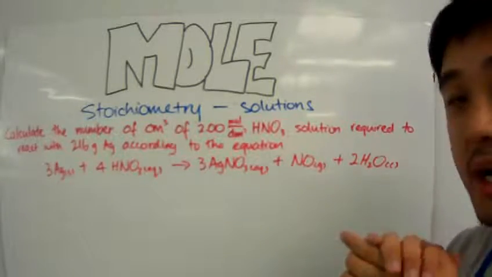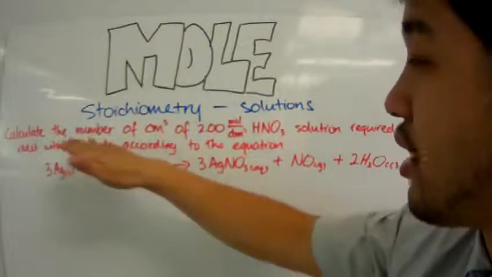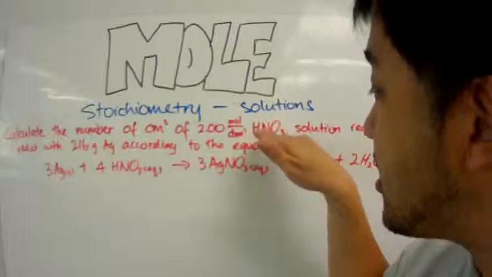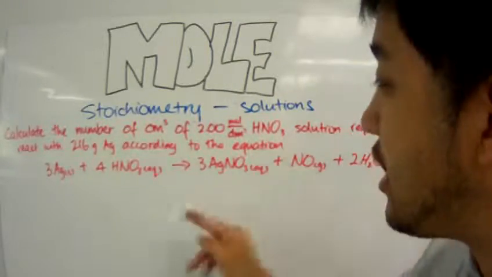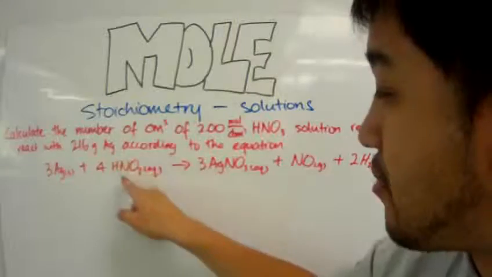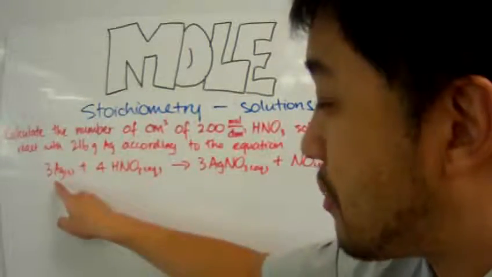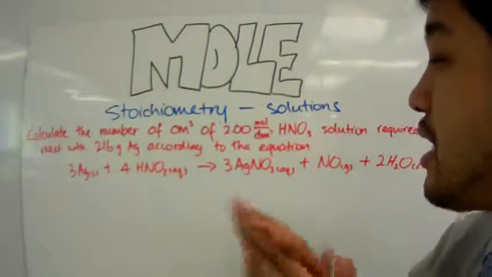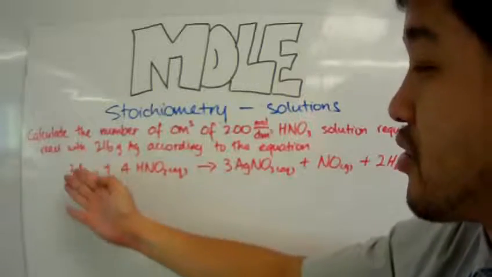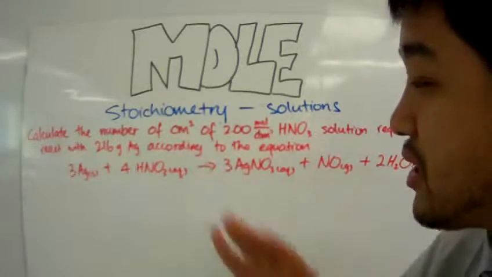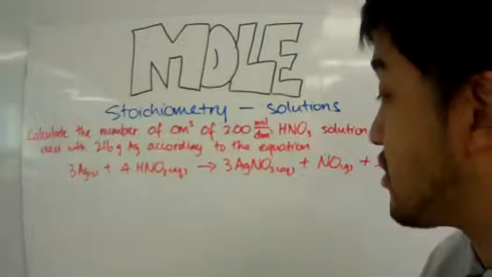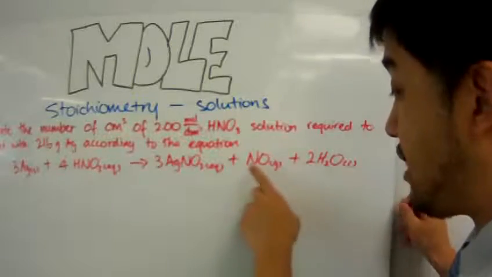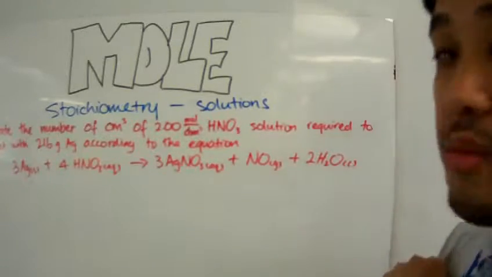So what the question is asking is for us to determine the volume of this nitric acid that will completely react with the silver. So how much of this will be required to completely react with the silver? Let's take a look at the balanced equation. In the balanced equation, we can see that 3 moles of silver is required to react with 4 moles of nitric acid to form 3 moles of silver nitrate, 1 mole of nitrogen monoxide, and 2 moles of water.